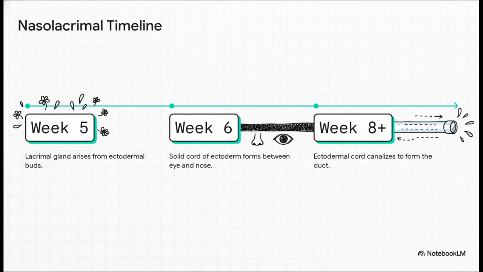Well, the construction method is surprisingly bizarre. In the 5th week, lacrimal buds arise. But moving into the 6th week, biology doesn't just build a nice hollow pipe like you'd expect. Instead, a completely solid cord of ectoderm forms between the eye and the nose. It's solid. It's only later on, stretching from the 8th week all the way to birth, that this solid cord actually hollows out, a process called canalization, to finally create the open drainage tube. It's basically a build it solid first, hollow it out later approach to plumbing.